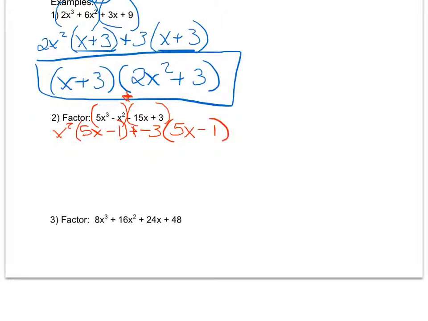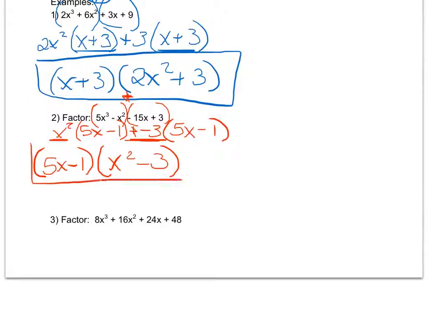And now I'm going to be able to look at my two new terms and say they both have a 5x minus 1 in common. So I'm going to take that 5x minus 1 out and ask myself what's left. After I take a 5x minus 1 out of my first term, I get an x squared and a plus a negative 3. I know that plus negative 3 is the same thing as just subtract 3, so I'm going to write that as subtract 3 in its simplest form. I've successfully written a multiplication problem from my given polynomial.